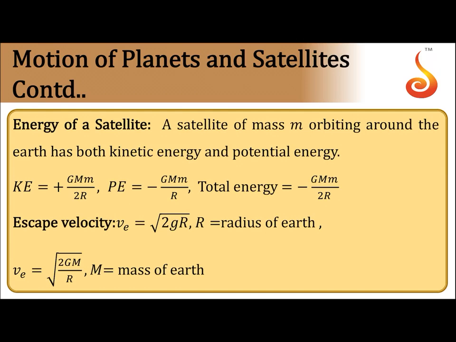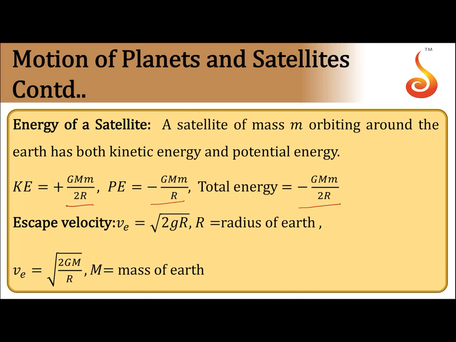Now coming to the energy of a satellite. A satellite of mass m orbiting around the Earth has both kinetic energy and potential energy. Kinetic energy is GMm by 2r, potential energy is minus GMm by r. Total energy will be minus GMm by 2r. It is similar to what we had in the case of an electron revolving around the nucleus.